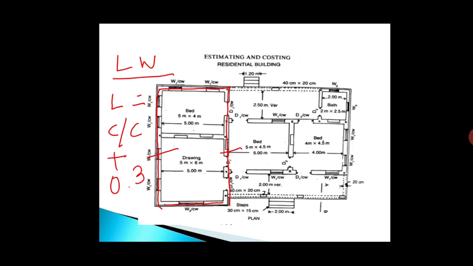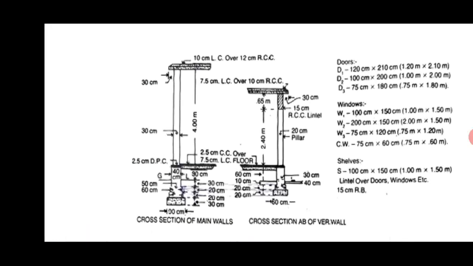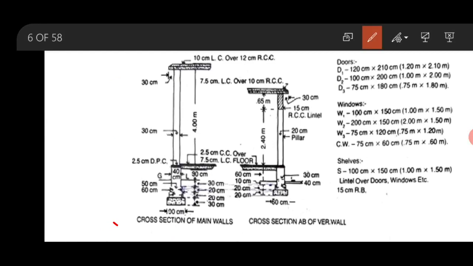For this we will refer to the cross section of the main wall. So here you can see the main wall is of width 30 centimeter. So with the center to center length we will add half of the width of the 30 centimeter on both sides, and this one is the height.